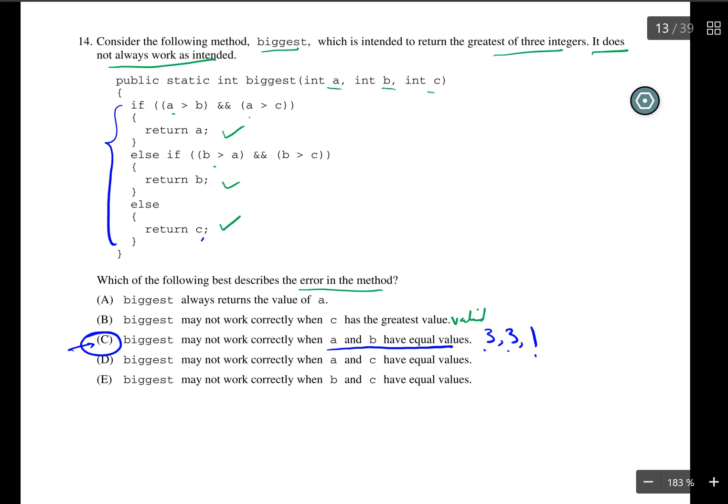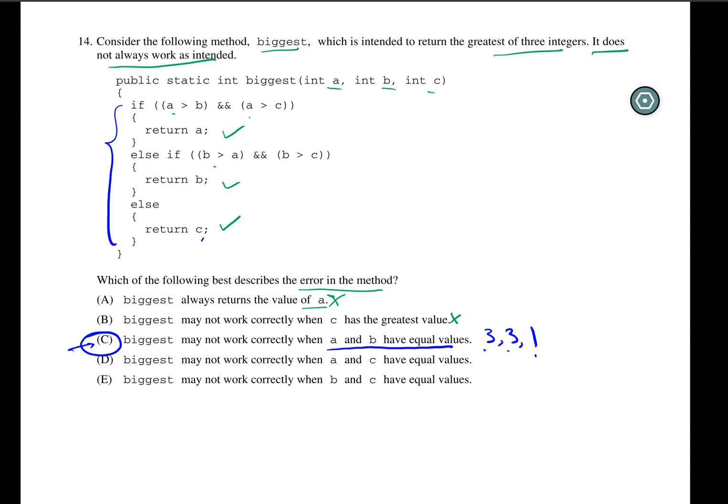Biggest always returns a value of... no. That's not true. Biggest always returns the value, which of the following describes the error? Biggest does not always return. So that's not the error. Biggest may not correctly work for C when C has the greatest value. Again, that's not the error. Biggest may not work correctly when A and C have equal value. That's not the case, right?